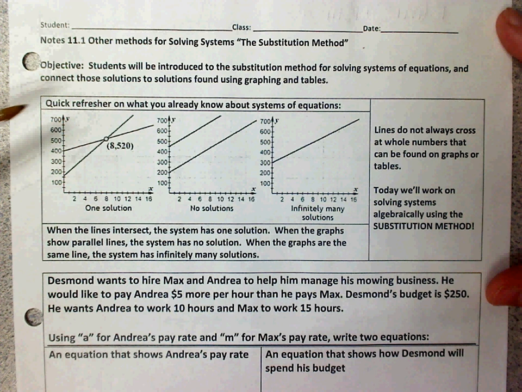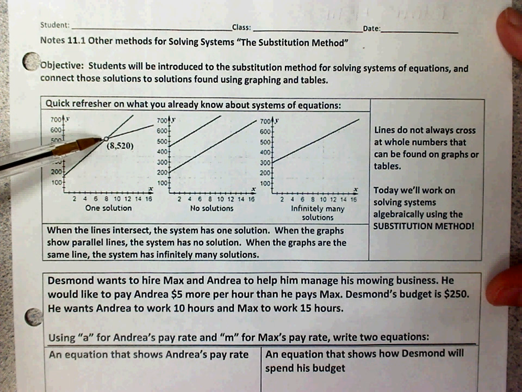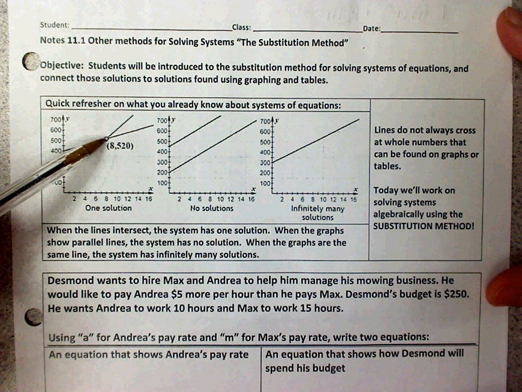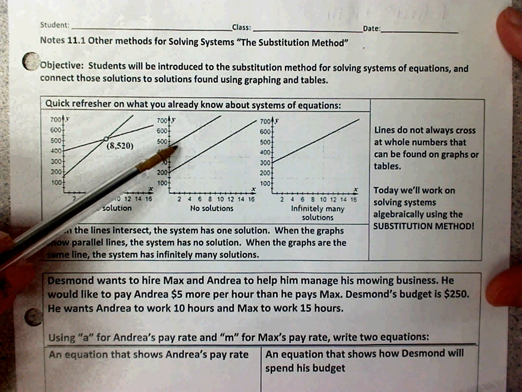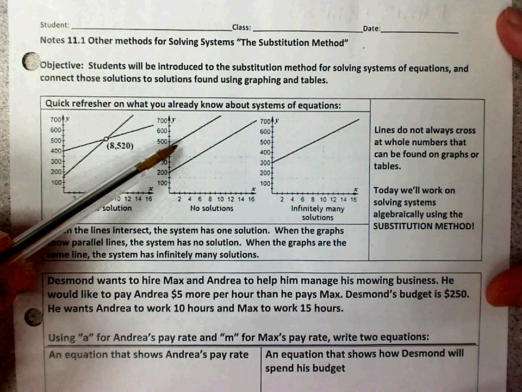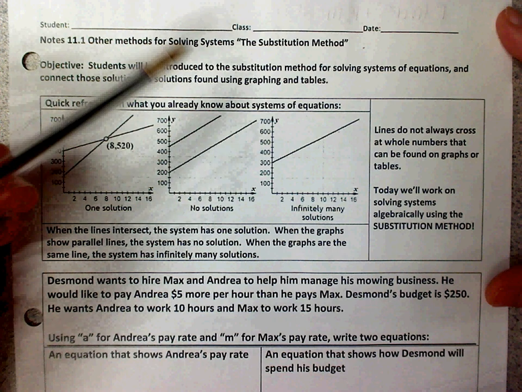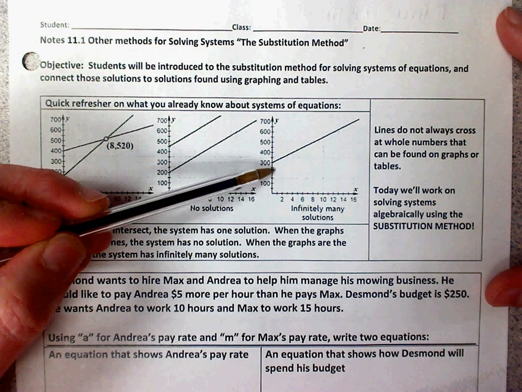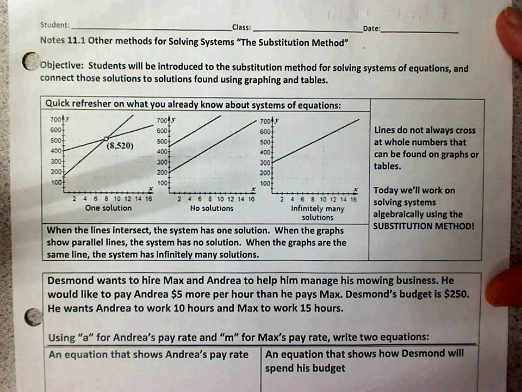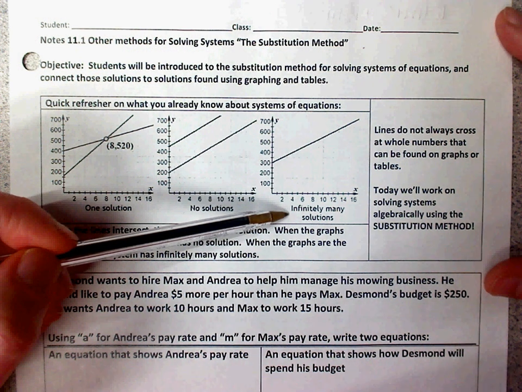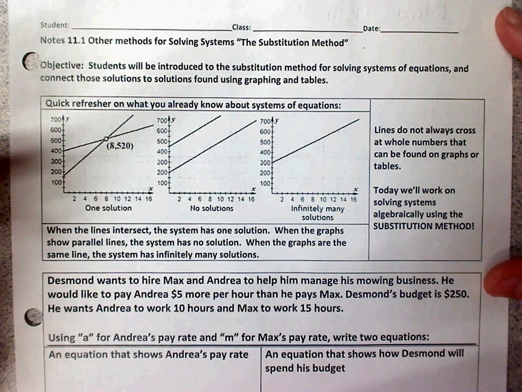Alright, so quick refresher on what you already know about these systems. If they intersect, you guys can find the solution by hitting second, trace, 5, enter, enter, enter, and then it comes up with that intersection point. If you see that these two lines are parallel, then that means that there is no intersection and there's no solution. Alright, sometimes you'll graph the lines and they look different, but they're actually the same line, and so that means that there's infinitely many solutions because it intersects in every single point on the line.